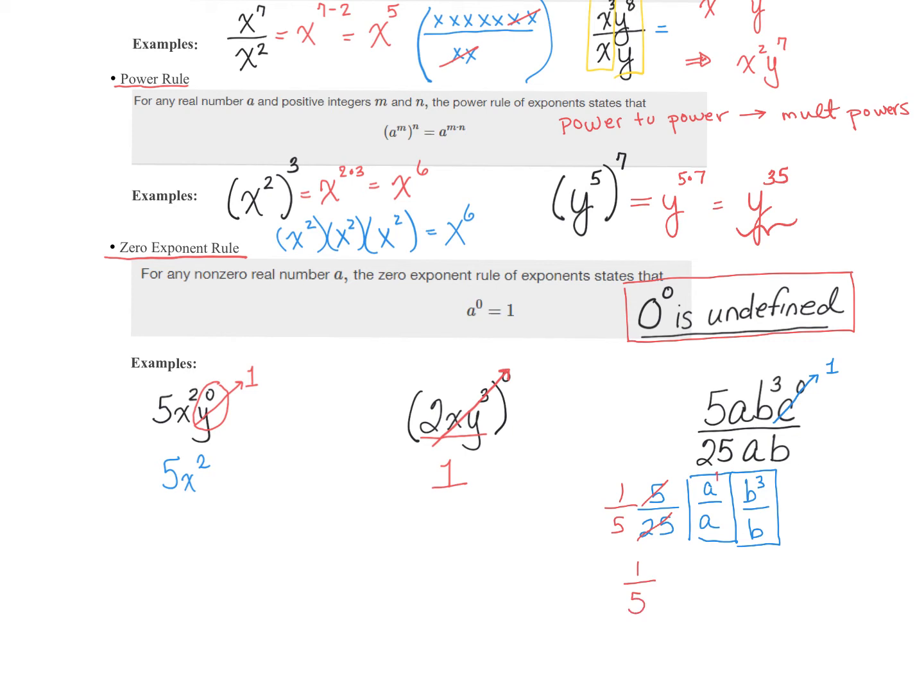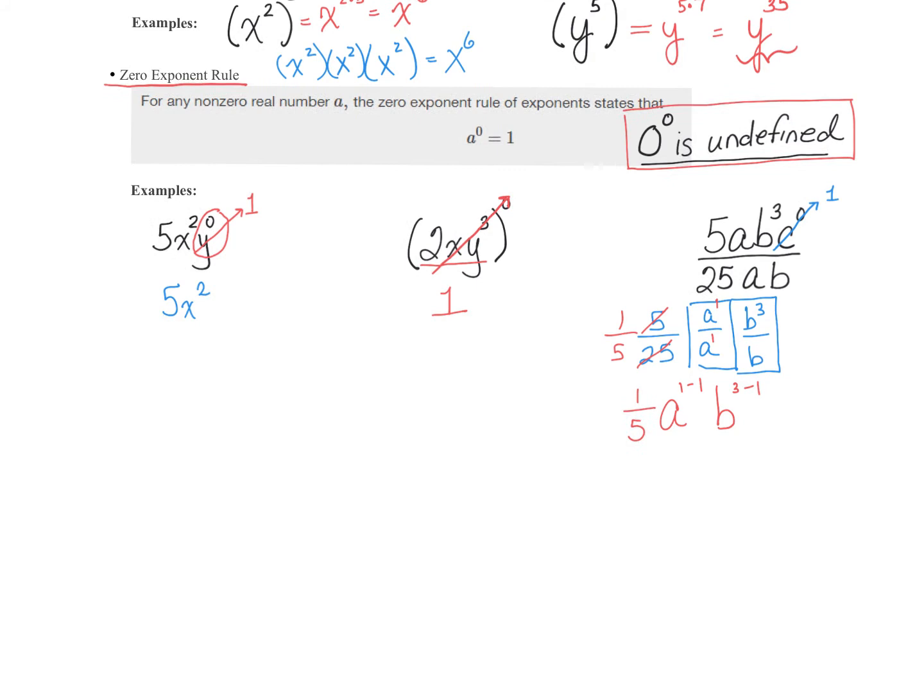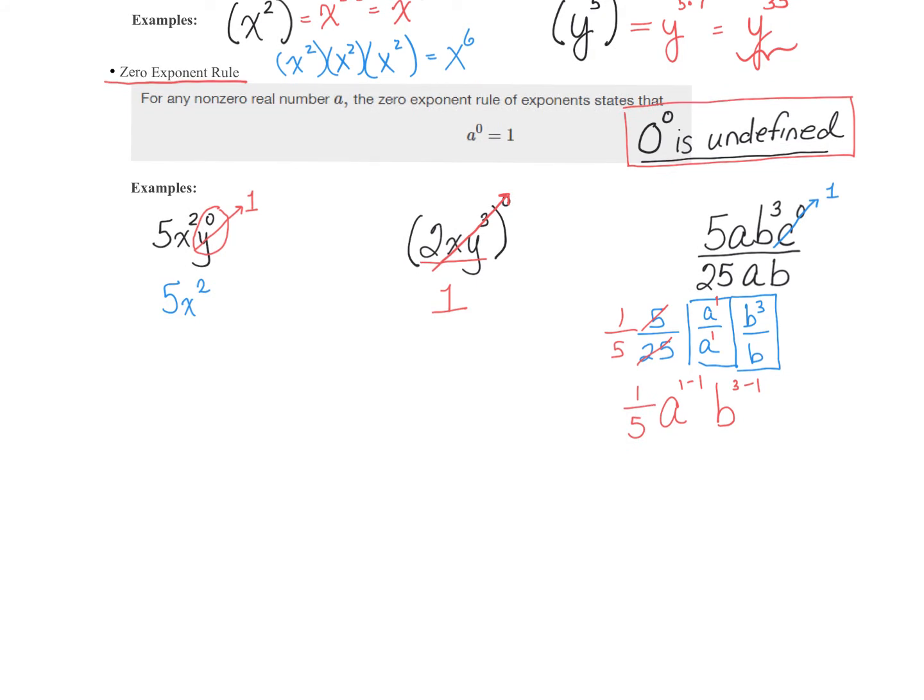A to the first over a to the first would be a to the 1 minus 1, or a to the 0. B cubed over b would be b to the 3 minus 1. And so our final result, if we simplify, would be 1/5. A to the 0, of course, would be 1, and b squared. So I can write it like this, or I can write it as b squared over 5, which is a little cleaner.